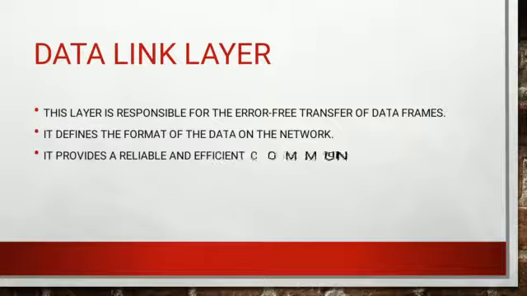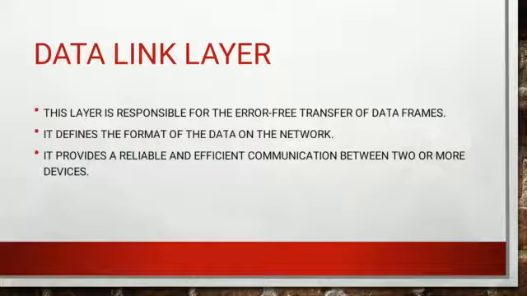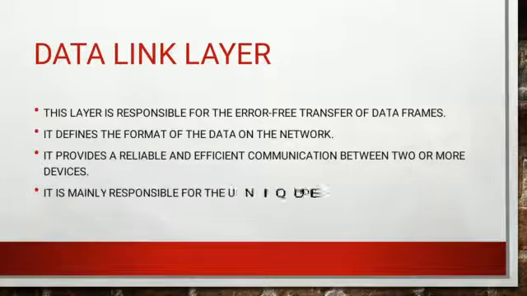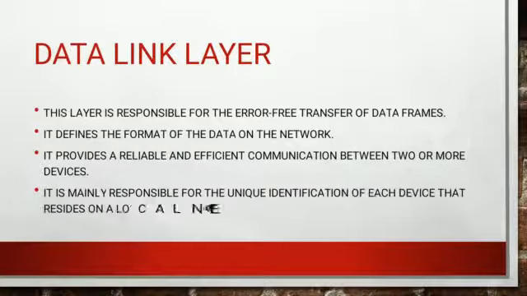It provides reliable and efficient communication between two or more devices, and it is mainly responsible for the unique identification of each device that resides on a local area network. In that local area network, each and every device has a unique MAC address. That unique MAC address is related to the particular device. So by using the data link layer, by observing the MAC address, we identify who is the sender device and who is the receiver device.